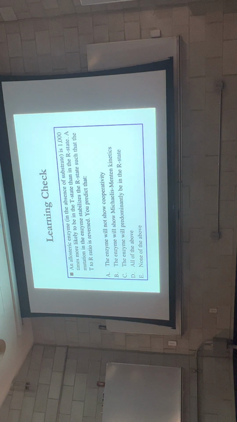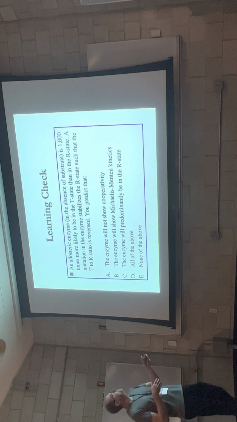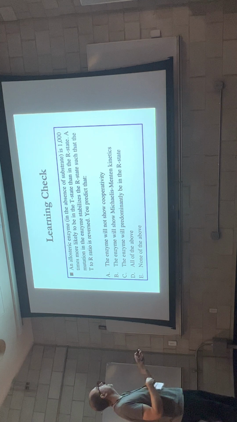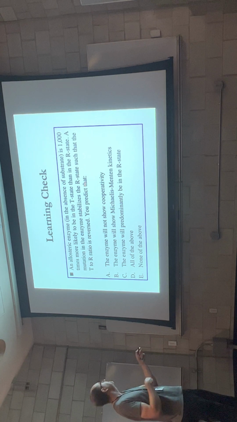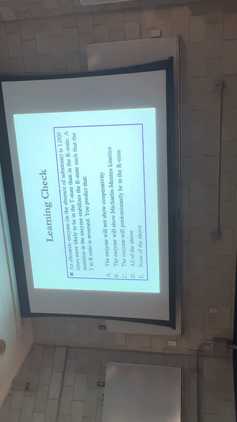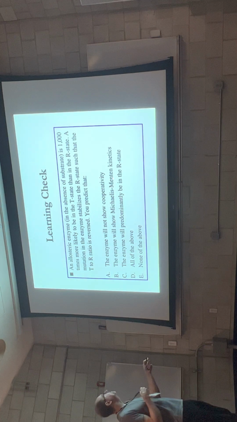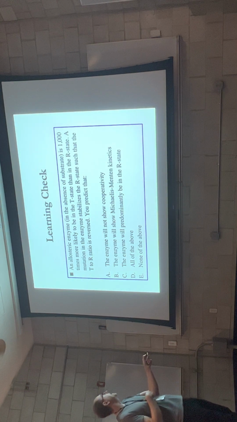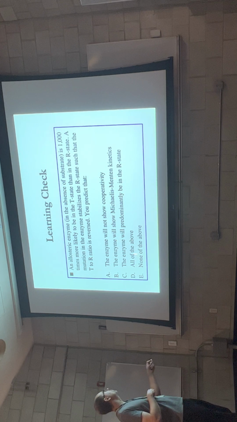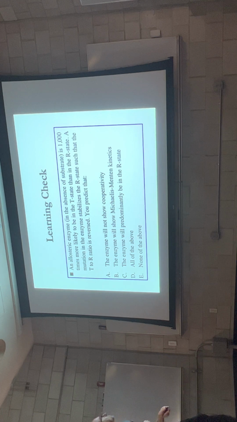An allosteric enzyme in the absence of substrate is 1,000 times more likely to be in the T state than in the R state. A mutation in the enzyme stabilizes the R state such that the T to R ratio is reversed. You would predict that A, the enzyme will not show cooperativity, B, the enzyme will show Michaelis-Menten kinetics, C, the enzyme will predominantly be in the R state, D, all of the above, or E, none of the above.